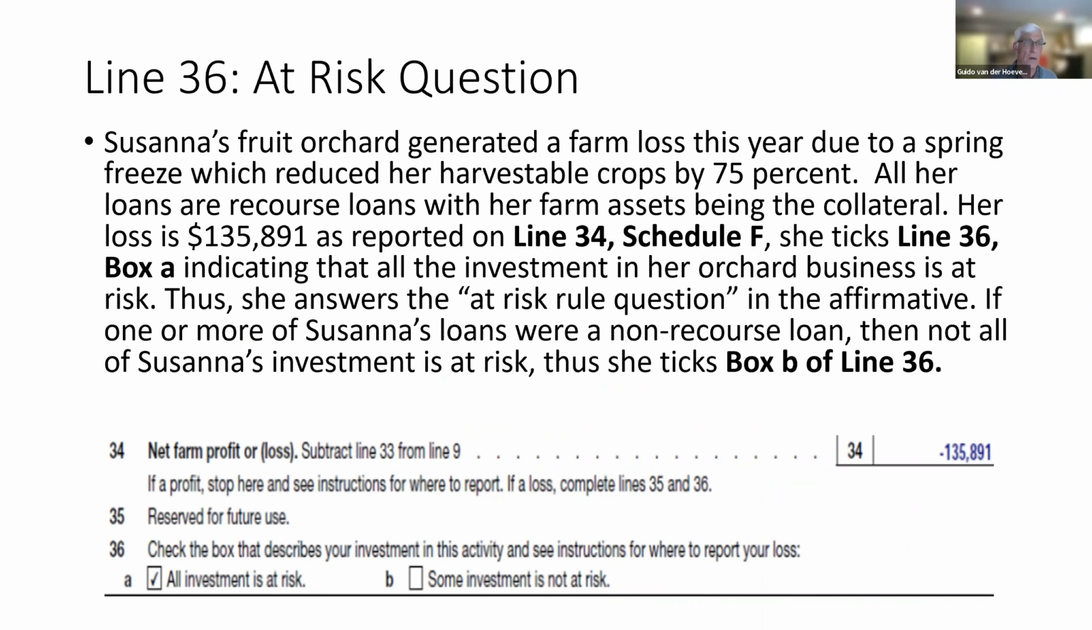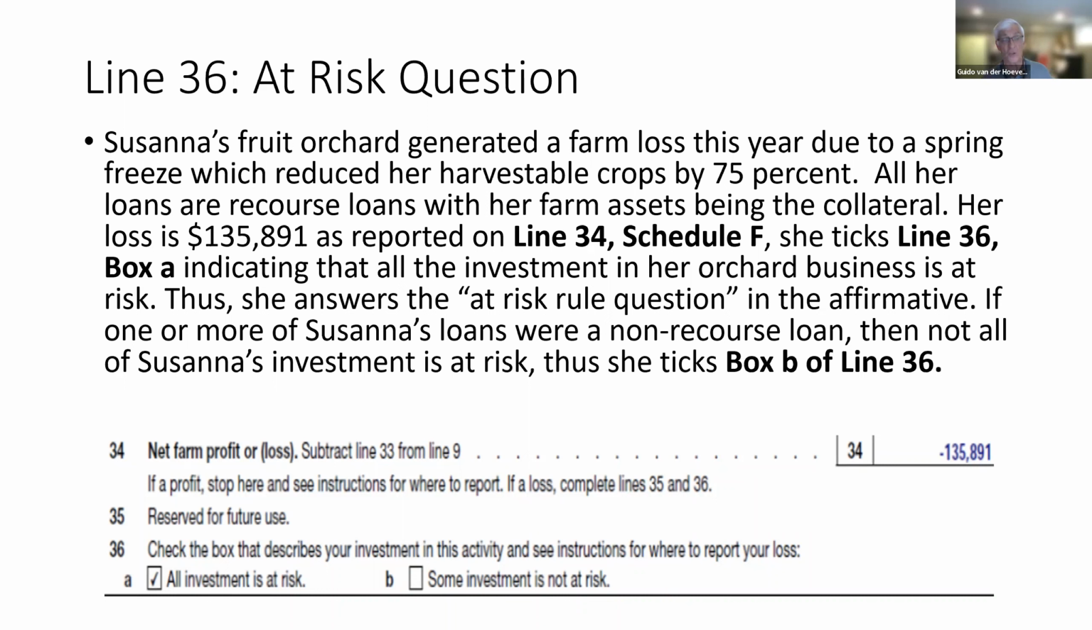The one thing we do have to be aware of is what happens if we have a farm loss. Now, in this particular case, we've got Susanna. Her fruit orchard generates a farm loss because of a freeze. She ends up having a loss of $135,891. This then requires that she answer the at-risk rules that you see on line 36 at the bottom. You've got to check the box that describes the investment in this activity. Is all the investment at risk? Meaning, are they recourse loans or non-recourse loans? And if they are non-recourse loans, then some of that investment may not be at risk. So we need to think through that question and say, are they all recourse?